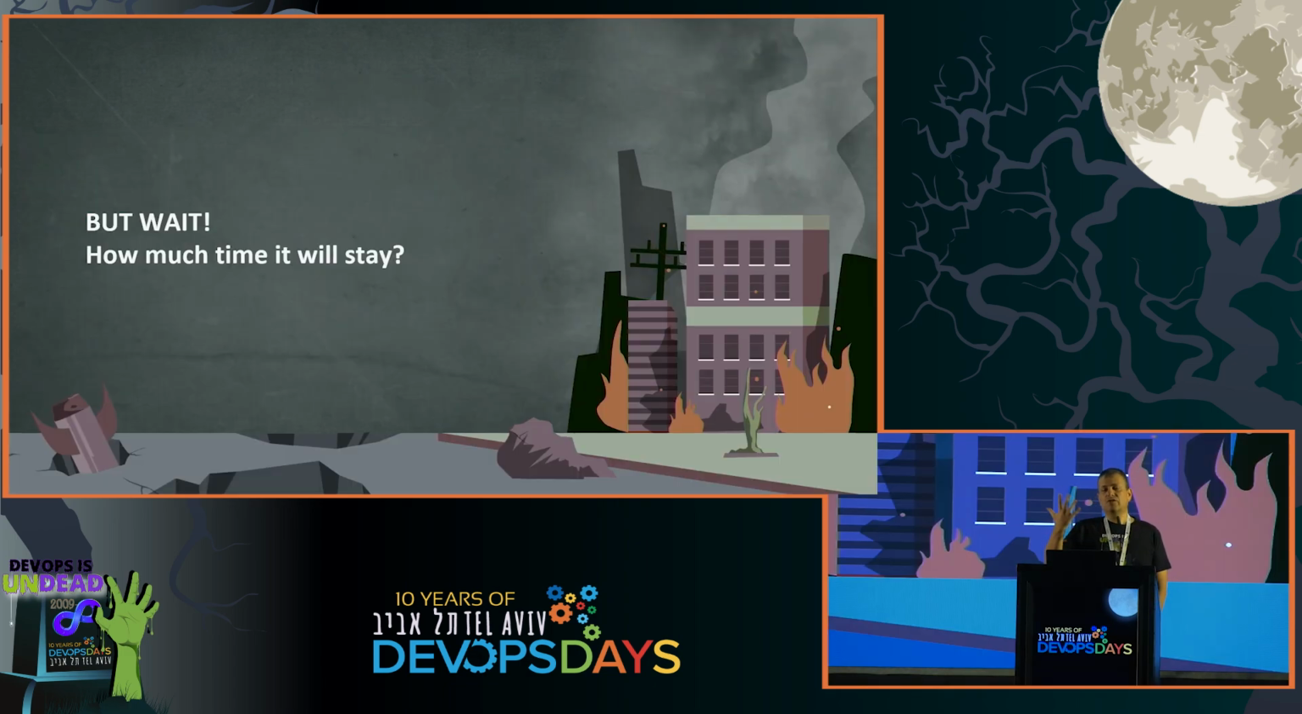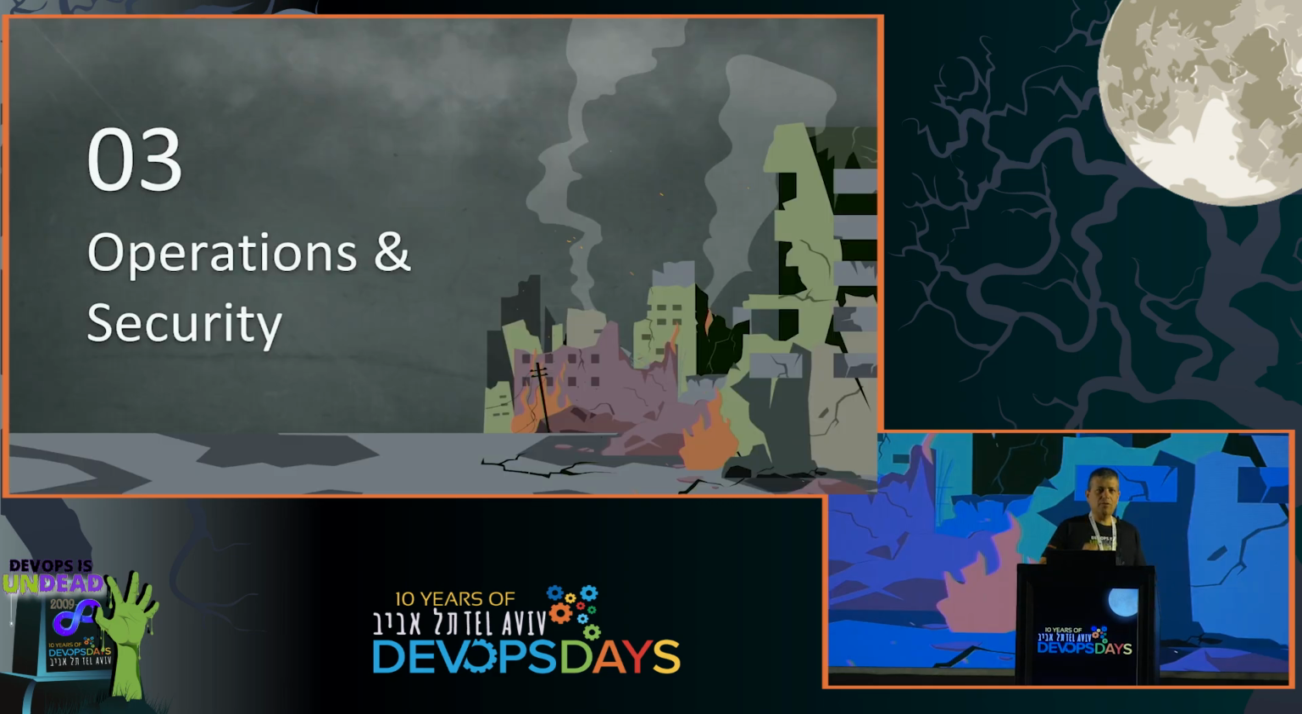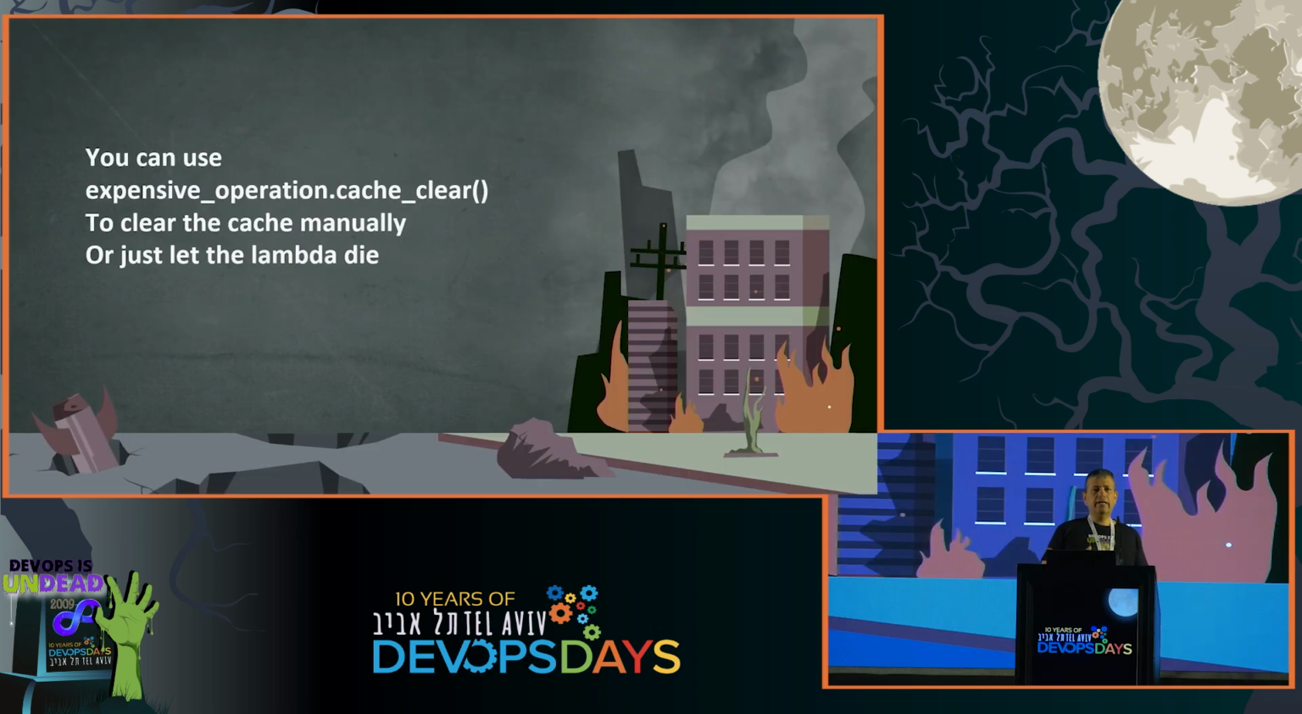But wait, how long will this cache linger? How long does it stay? So don't use it for more persistent cache. It will stay as long as the Lambda is warm. Let's talk a little bit about operation and security. If you want to clear the cache, you can, of course, wait until the Lambda is dead. If the Lambda is dead, there is no cache. The program layer cache is dead. But you can clear it manually with this command.